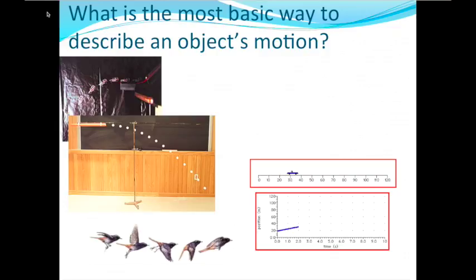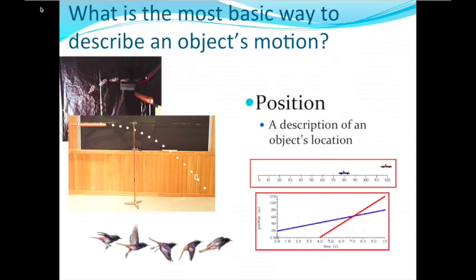Okay, the most basic way to describe an object's motion is position. We do this all the time, and we're always calling people, where are you? Where do you want to meet? And we always specify positions. Are you here? Are you there? And that tells us a lot about an object. It tells us where they are, what they're doing.